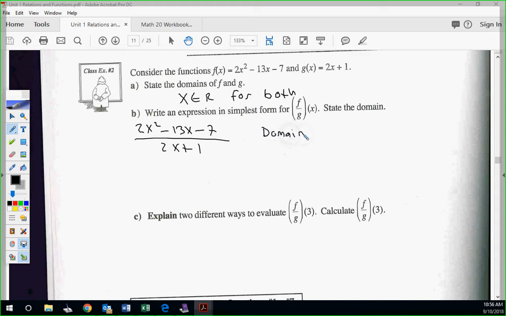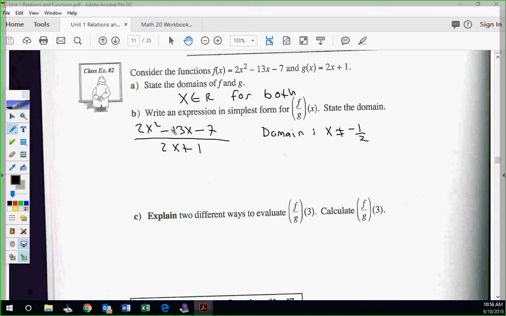Negative 1/2. Good. Yep. Negative 1/2 is right. Okay, so we know that the domain is x can't be negative 1/2. Okay, so now back to, you probably don't like this one, but we got to do the AC method, or however you learn to factor this.